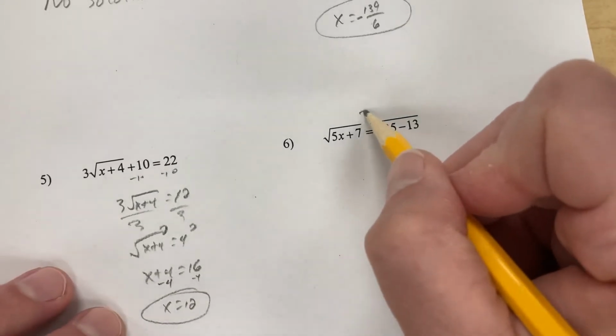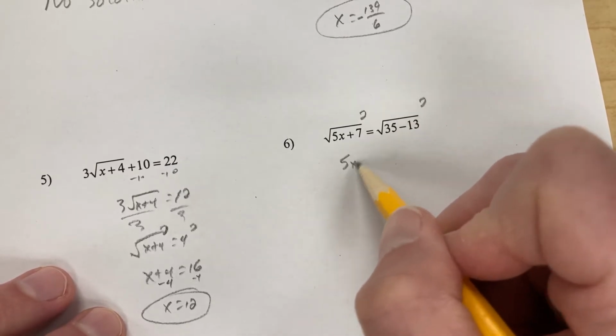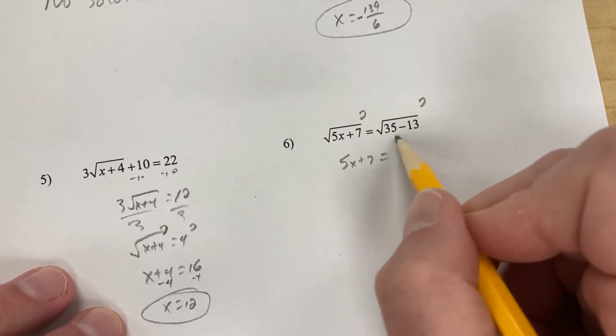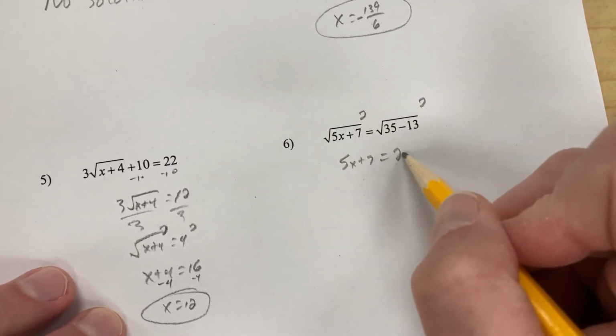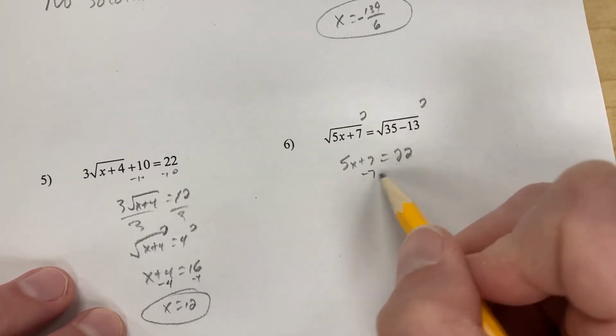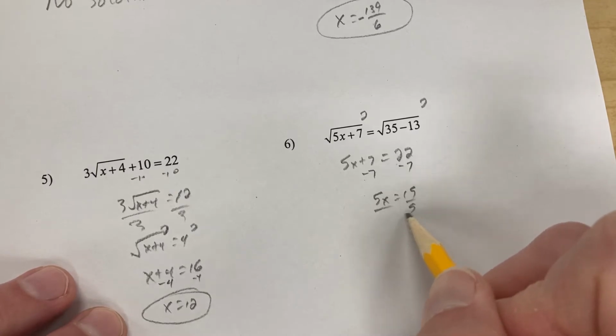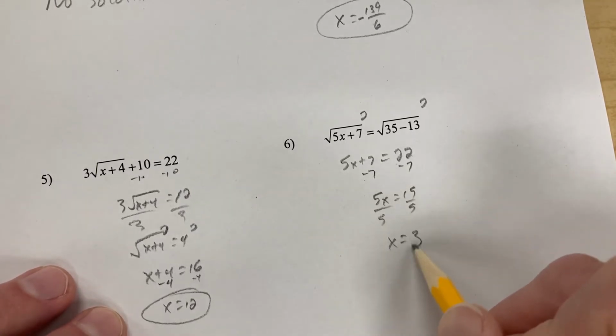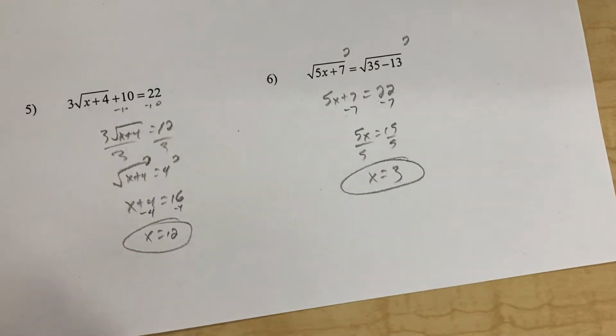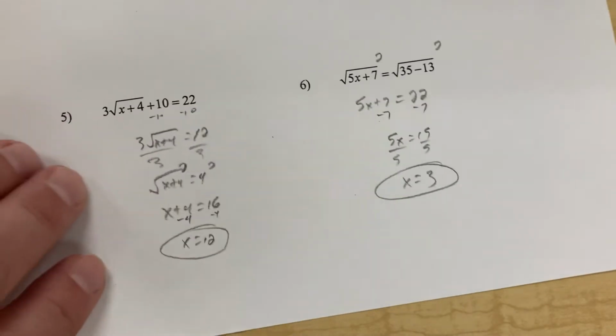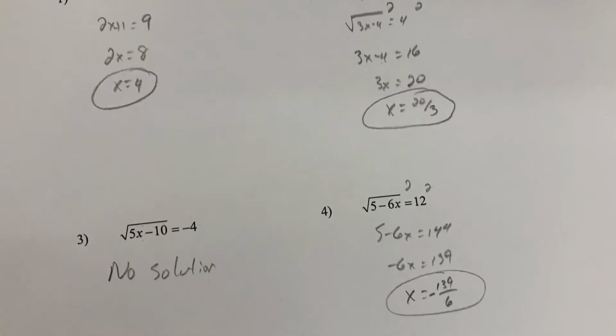And then here, if we square both sides, we get 5x plus 7 equals 35 minus 13, which is 22. And then subtract 7. It was just written in a kind of a weird way, right? To see if that would throw you off. But you being the smart class you are, I'm sure we're just fine. So this is kind of your base level. Just get the square root by itself, square both sides to get rid of it.